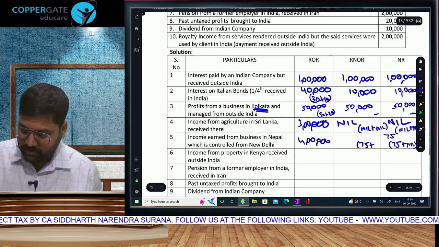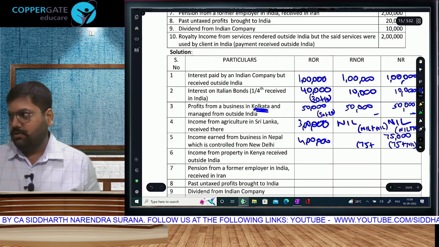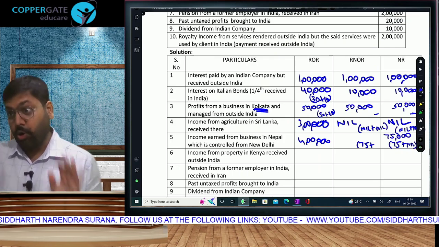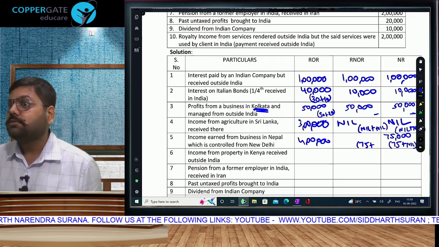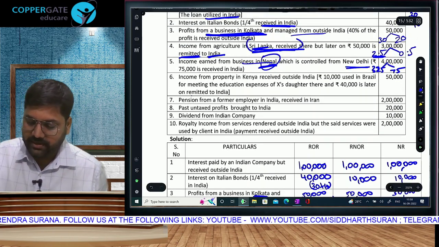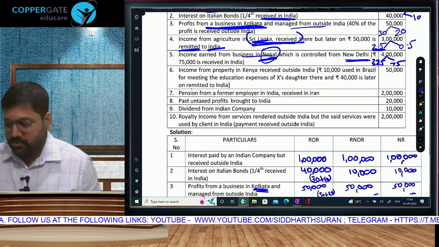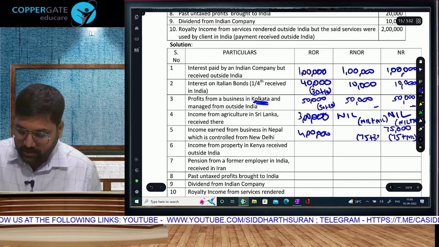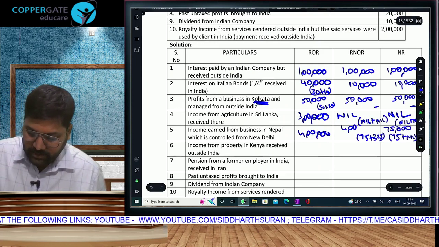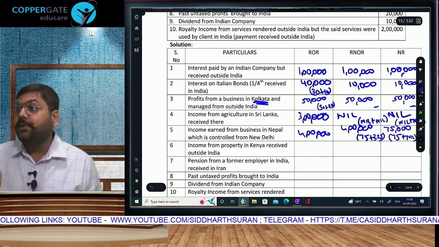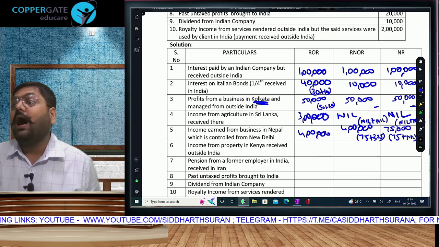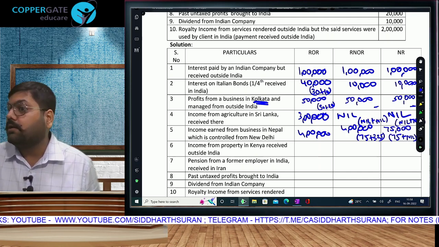So this will be, wouldn't have come for our NOR also, but New Delhi is in India. You should know a little geography. Because it is controlled from India, for our NOR this will become taxable. This is the only place where tax treatment of our NOR and NR are different.